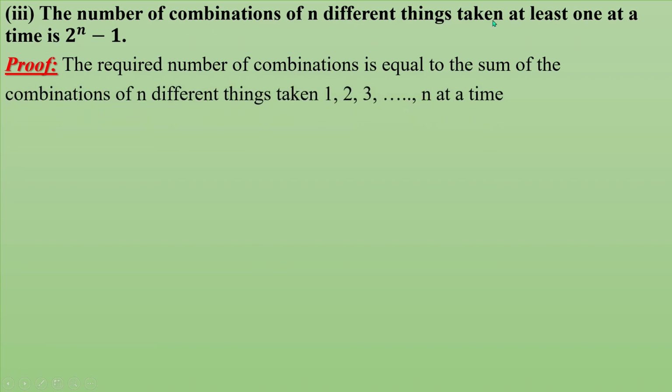The number of combinations of n different things taken at least one at a time is 2 to the power n minus 1. Proof. The required number of combinations is equal to the sum of the combinations of n different things taken 1, 2, 3, up to n at a time. As you have to take at least one, that means minimum you have to take one. You can take 2, 3, 4, 5, or n. From n different things, when you take one, the number of combinations will be nC1. When you take 2, it will be nC2, when you take 3, nC3, and when you take n, the number of combinations will be nCn. Clear?